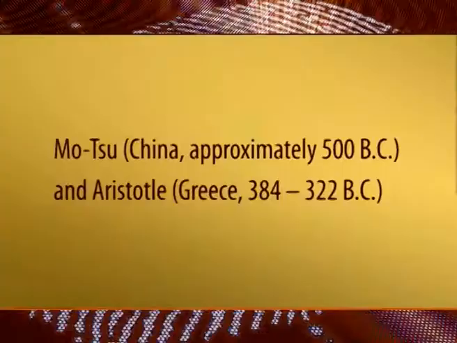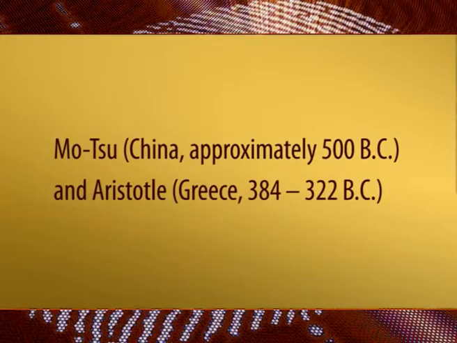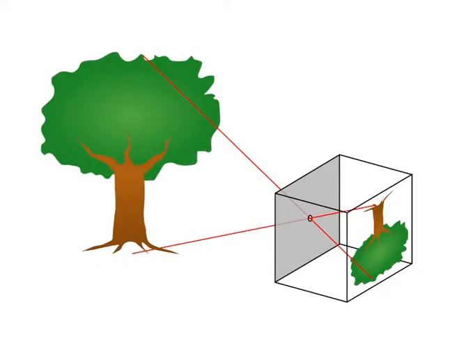Let us come to the history of camera and photography. Mozi from China, approximately 500 BC, and Aristotle from Greece, around 384 to 322 BC, observed the formation of inverted image when light passed through a pinhole, and both of them investigated it independently.